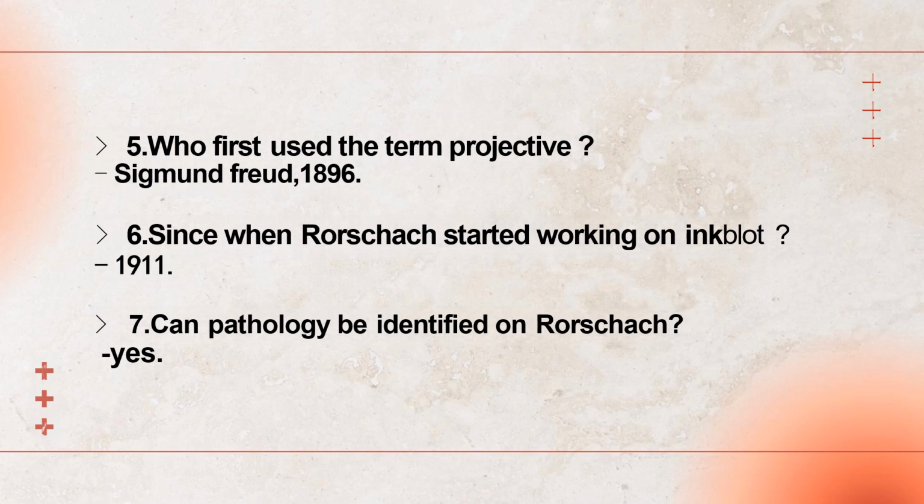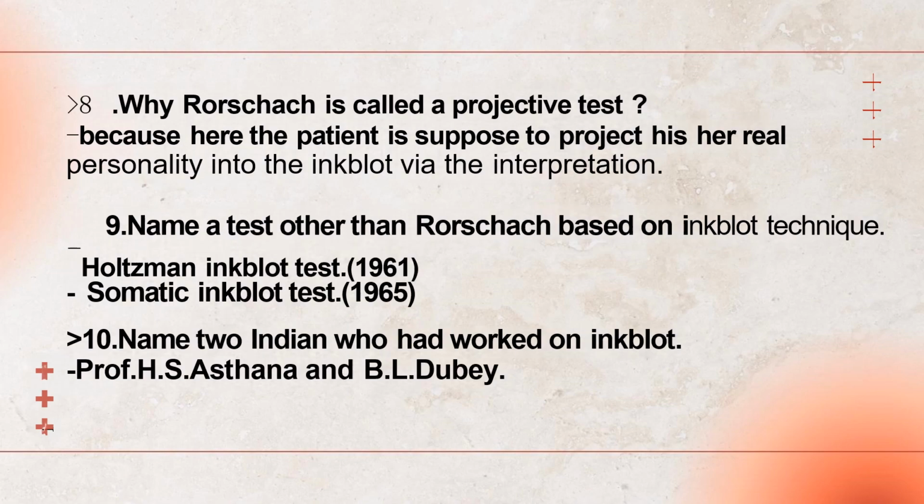Can pathology be identified on the Rorschach? Yes. A lot of pathology cannot be identified on the basis of direct questions, so the Rorschach is used to identify the pathology that is not clearly out. So it is a way to bring some psychopathology out of the patient. Why is the Rorschach called a projective test? Because here the patient is supposed to project his or her real personality into the inkblot via the interpretation.